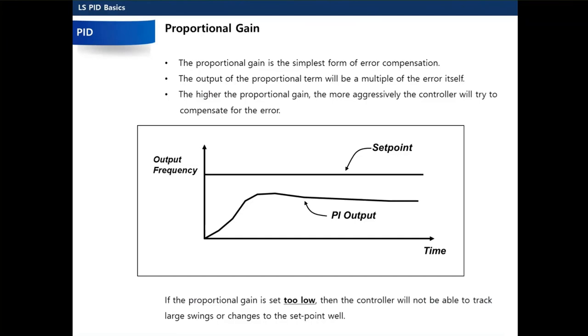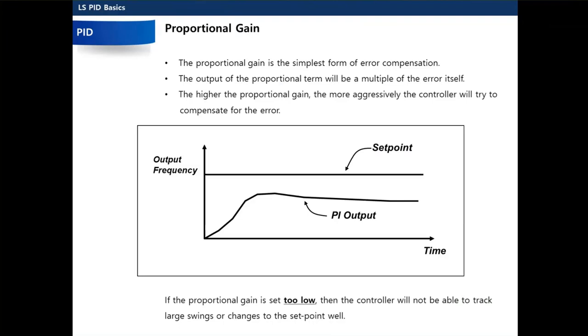This is often the first thing you adjust. It's the simplest form of compensating for that error, the difference between the feedback and the set point. Crank up the gain, and you should be able to eliminate the error. Okay. So the output of the proportional term is going to be a multiple of the error itself. That means the higher you crank up your proportional gain, the more aggressively the controller is going to react, and it's going to try to compensate for that error.